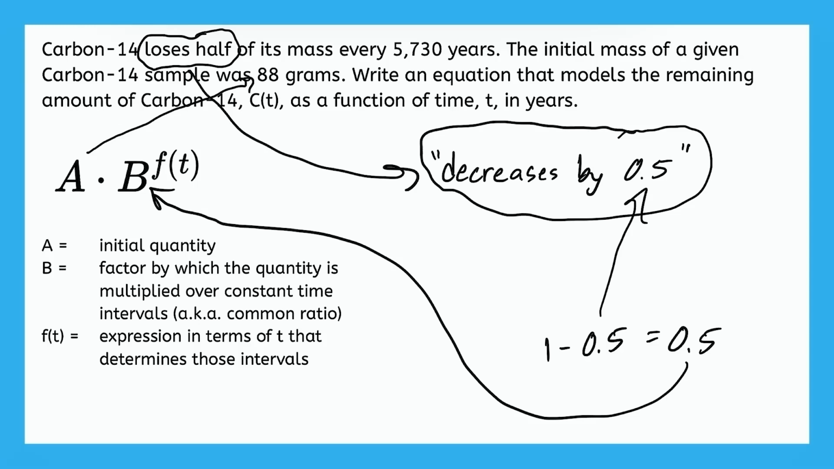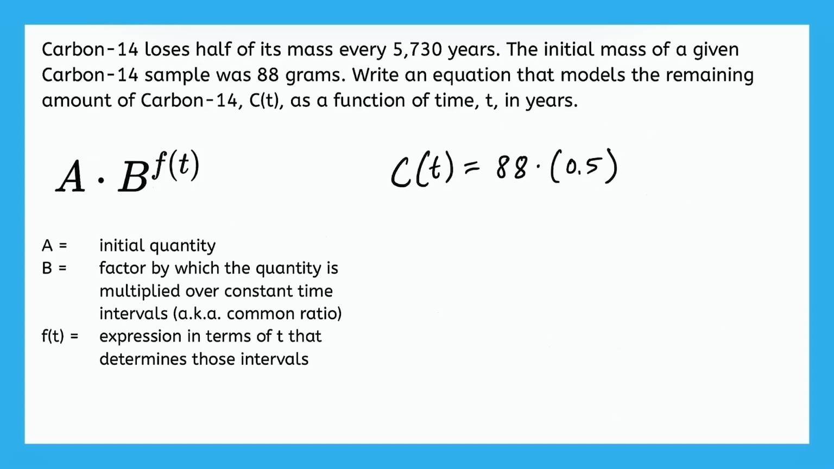So let's set up what we have so far, and then we will put our f of t. All right, c of t equals 88 times 0.5 to the power of what? Well, as we discussed, f of t, in our case, is going to be t divided by the time interval that we are given. The time interval is 5,730 years. And there it is. We now have a function that models the remaining amount of carbon-14, c of t, as a function of time, t in years.